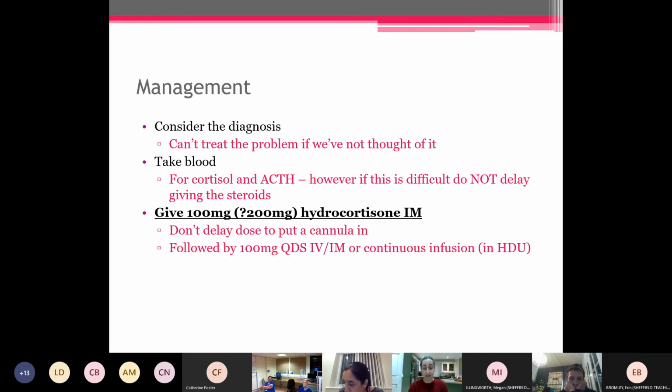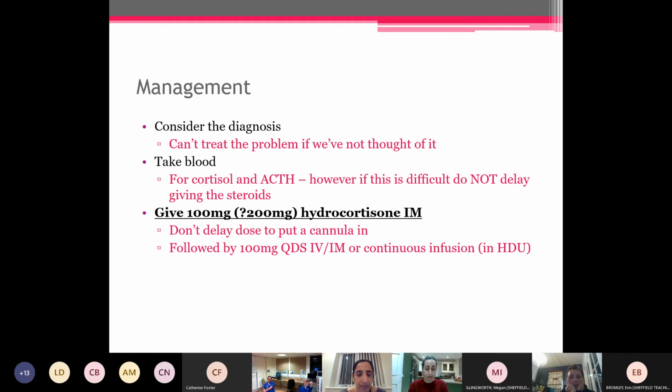If they're really sick, they're then going to go to HDU and have a continuous infusion. But if they improve and for whatever reason they stay on the ward, we would give them 100 milligrams 4 times a day, so every 6 hours. And we can prescribe it IV or IM. IM has a better release of the medication. Obviously, I guess the patients would prefer IV, but what we don't want is them to then miss a dose because the cannula falls out. That would be absolute worst case scenario.